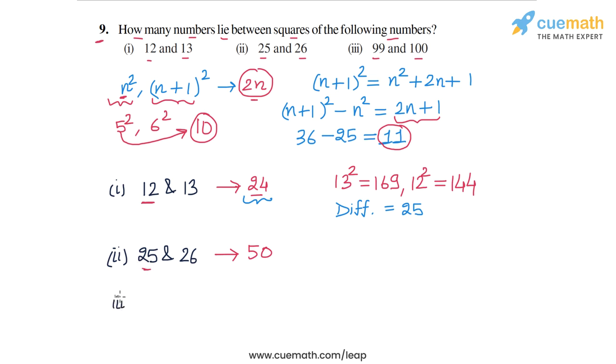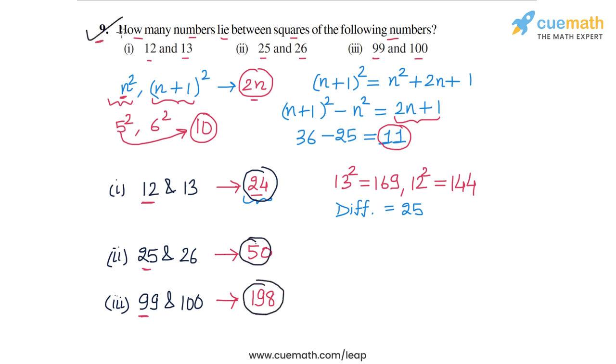And finally, in part 3, the numbers are 99 and 100. The smaller of these numbers is 99. So we just double this number, 99, to get 198. So we will have 198 numbers lying between the squares of 99 and 100. So these are the three answers for question 9: 24 for part 1, 50 for part 2, and 198 for part 3. And this completes question number 9.